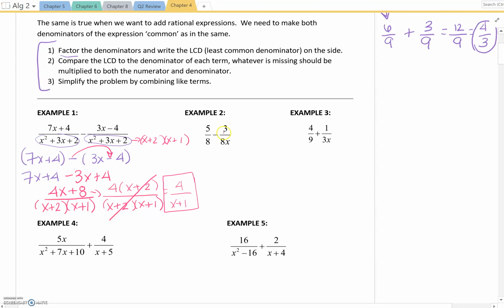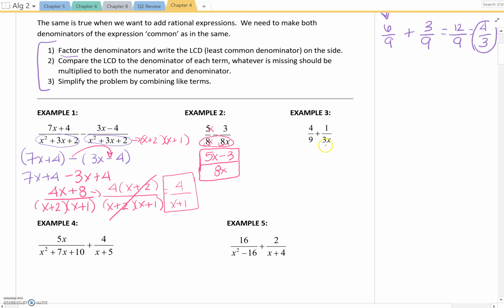Okay? This one, there is not a common denominator. They have 8 in common, but they don't have x, which means that this fraction on the left-hand side needs the x. So I'm going to multiply this by x and this by x. Then I'm just going to subtract 5x minus 3. Can't actually do this. Over the new denominator becomes 8x. Nothing here can be factored. Nothing can be simplified. So that's your answer.